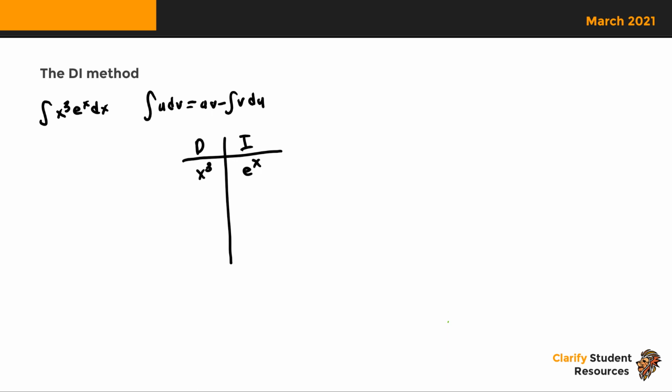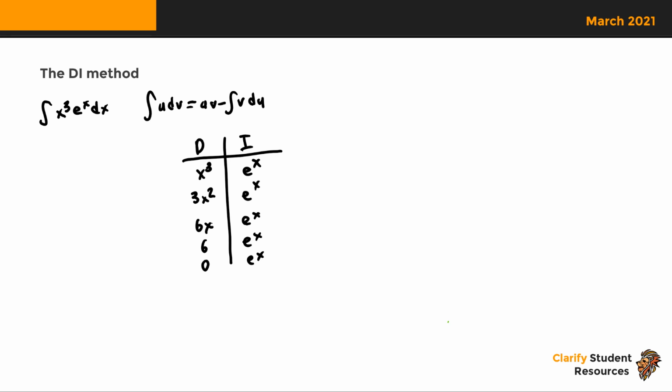And then at this point, we just basically want to take the derivative till it goes to 0. So we get 3x squared, 6x, 6, and then 0. And then now it's done because it's hit 0. And then for the integral side, we're going to put in the e to the x's. So now that we've done this, we just basically need to write the answer.